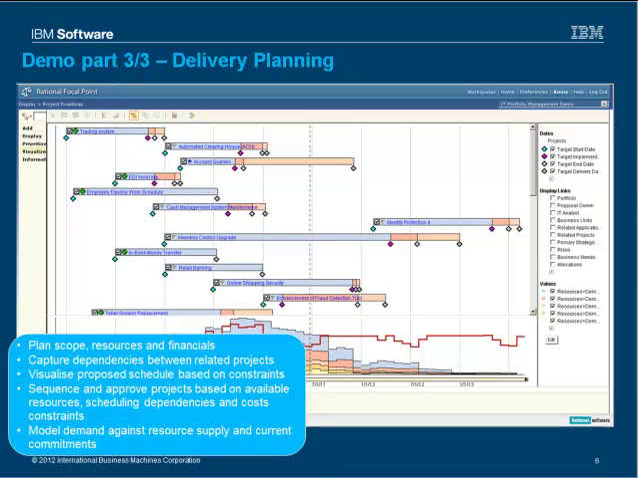In this part of the demonstration, we're going to be looking at how we can build up an accurate picture of the scope. We can capture dependencies between initiatives, and we can put together a visual roadmap where we can look to schedule a delivery plan within the constraints that we've got.